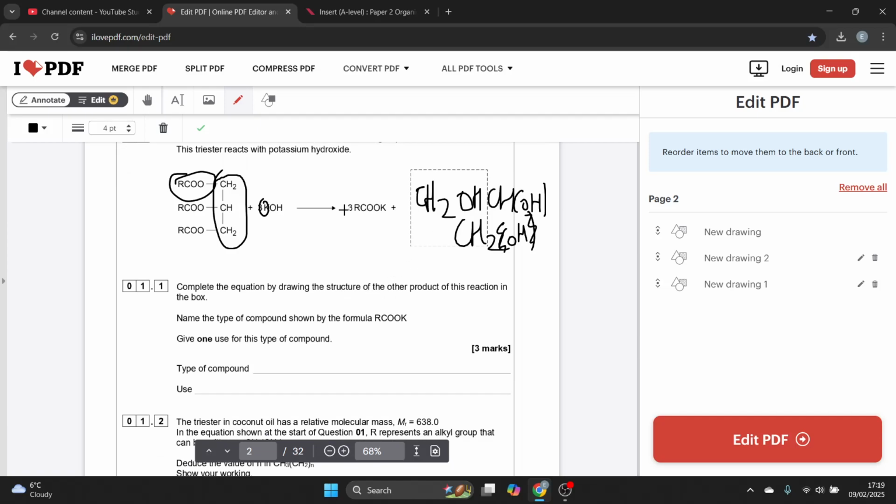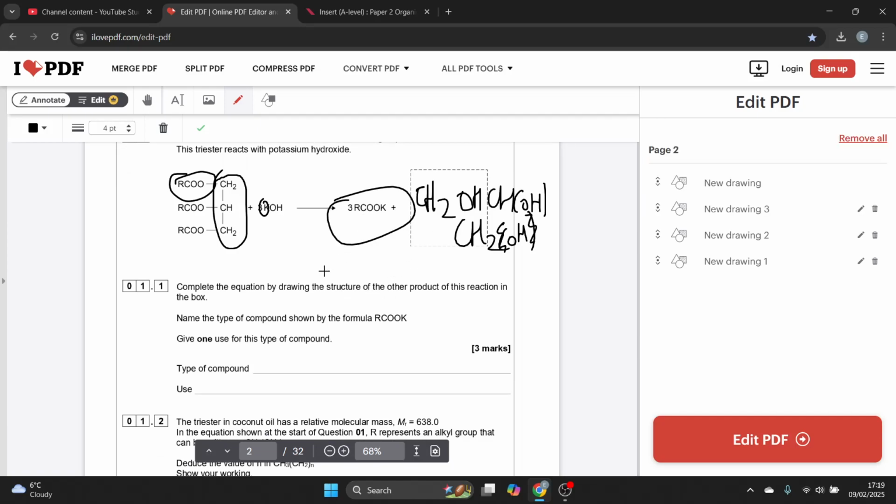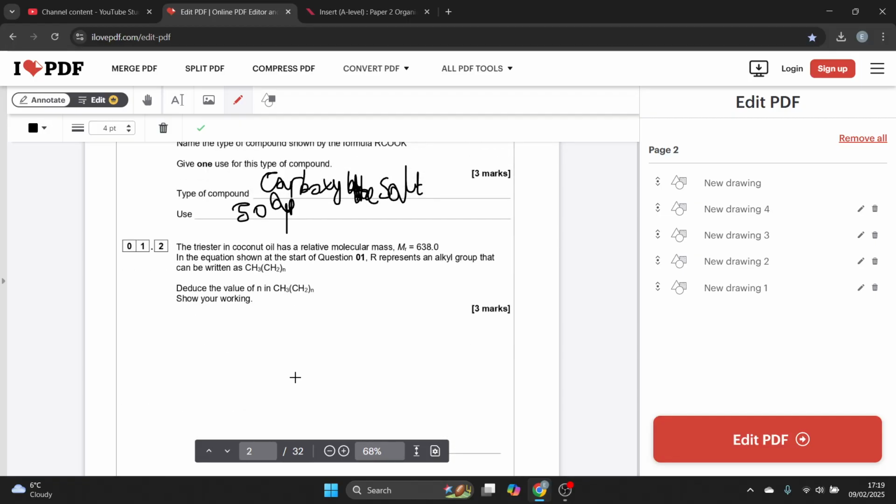Name and type of compound shown by formula RCOOK. A carboxylate salt. Carboxylate. Hopefully you guys can hear me. Carboxylate salt, and the use is soap.